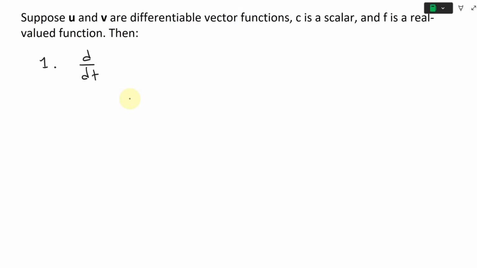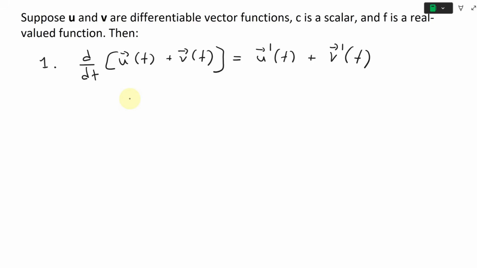So d over dt of the addition of two vector functions, u of t plus v of t, just equals, well, you could just separate these. So we could just take u prime plus v prime. So that's the first one, and I'll prove all these in exercises.